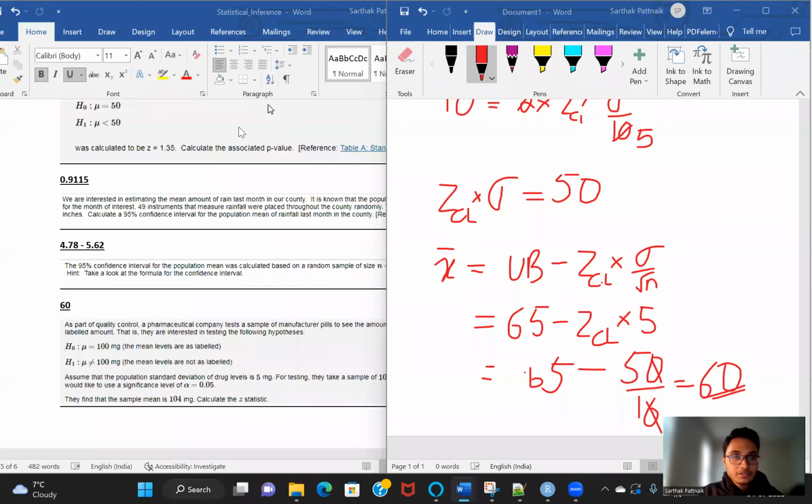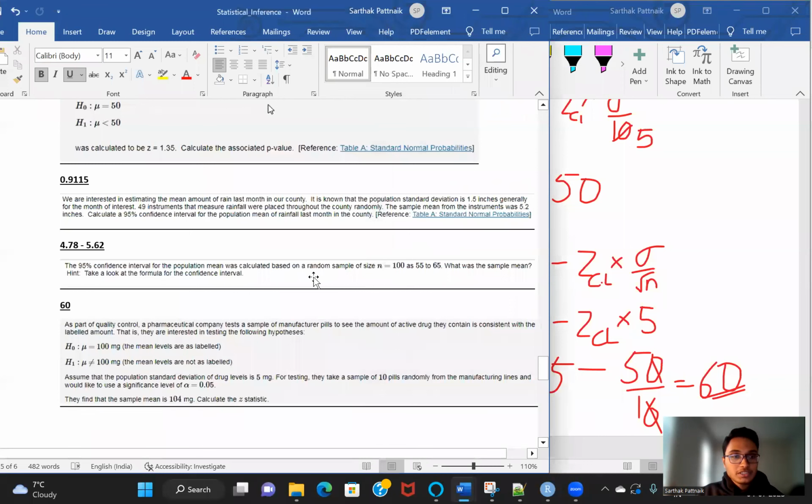Let's move on to the next question. The next question says, as part of the quality control, a pharmaceutical company tests a sample of manufactured pills to see if the amount of active drug they contain is consistent with the labeled amount. That is, they're interested in testing the following hypotheses.